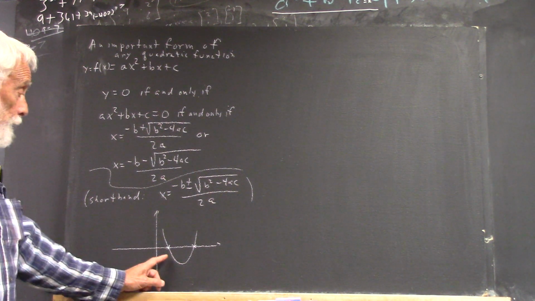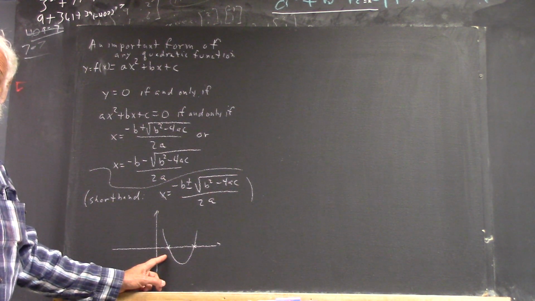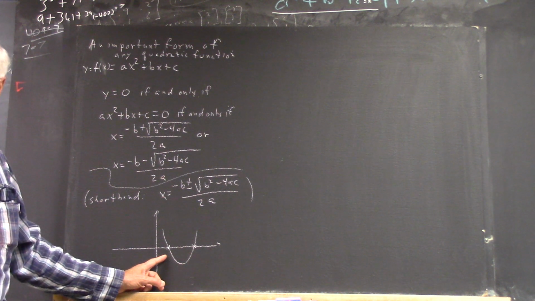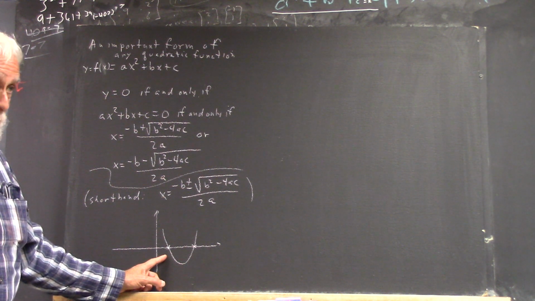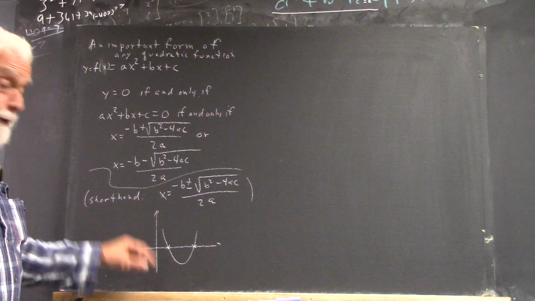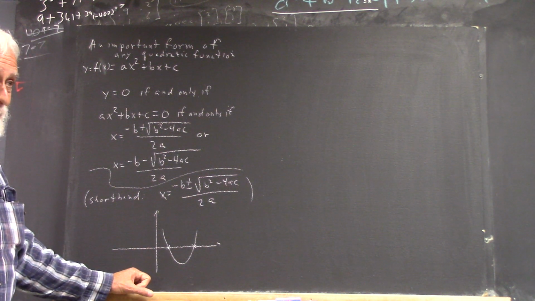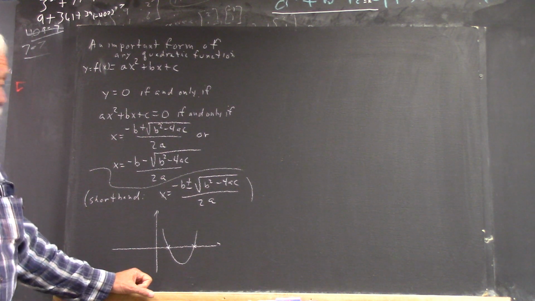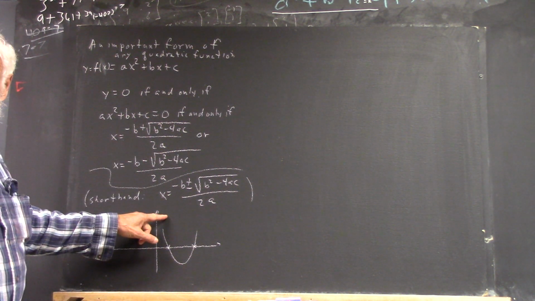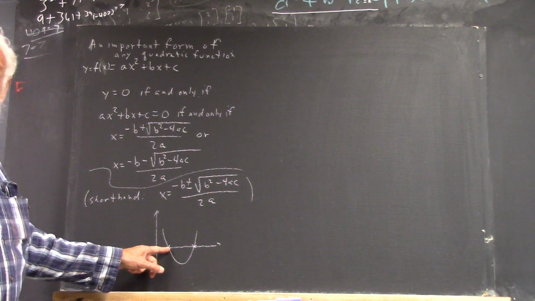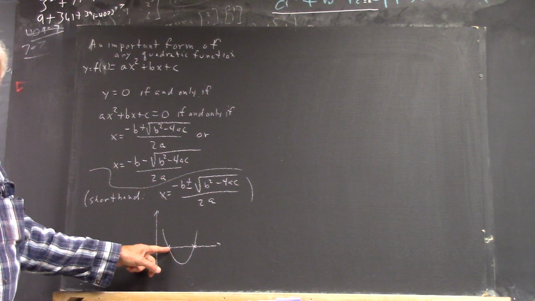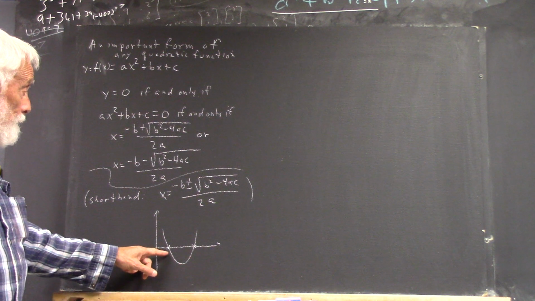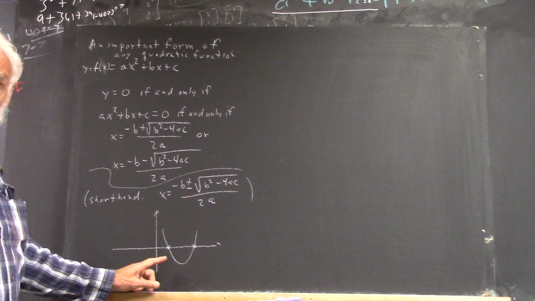What would the coordinate of this point be? What's the y-coordinate? 0. And what did I just tell you? I tell you y is 0 if and only if x has one of these 2 values. Well, x is the x coordinate, right? So which of these 2 values do you think would be this one, this value or this value?